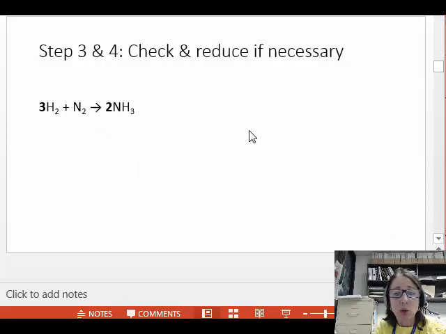For Step 3, we double check that each element is balanced. 3 times 2 is 6, and 2 times 3 is 6. 1 times 2 is 2, and 2 times 1 is 2. And make sure that the coefficients are reduced. The coefficients of 3, 1, and 2 have 1 as the greatest common factor, so they cannot be reduced.